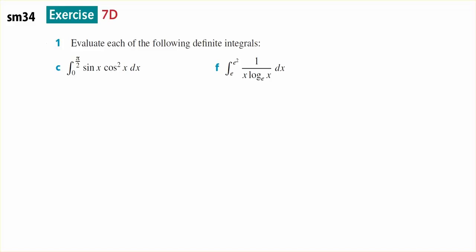This is for Year 12 Specialist. It comes out of 7D, question number 1C and 1F. Okay, in 1C, I notice that I've got a sine and a cos squared.